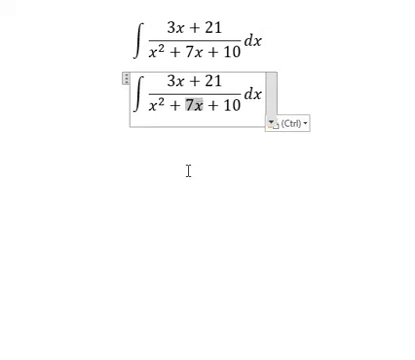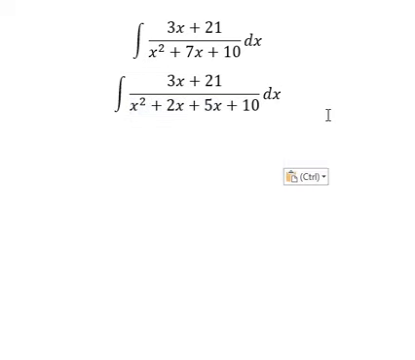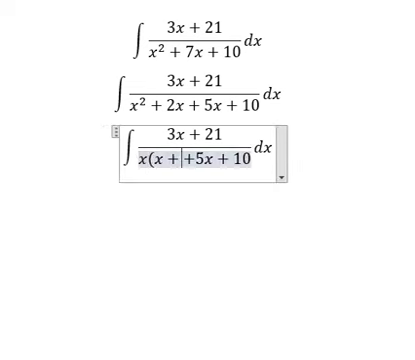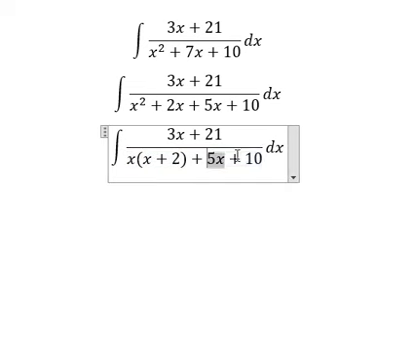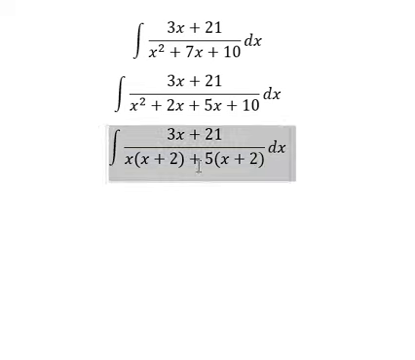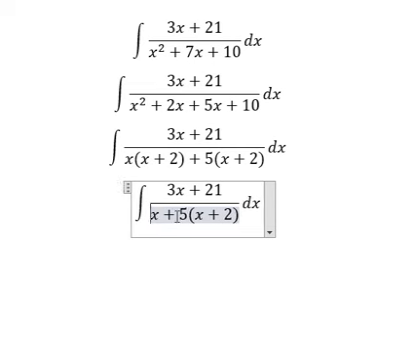7x we can put 2x and 5x. Next we can do factorization by x. This one by number 5. Next, we can do another factorization by s plus number 2.